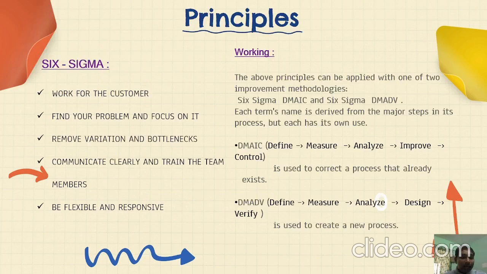Now, Six Sigma, the other principle we will be explaining. Under that, the first one is work for the customer. The primary goal of any change you want to implement should be to deliver maximum benefit to the customer. Establish a clear standard of quality early, and they are defined by what the customer or market demands.